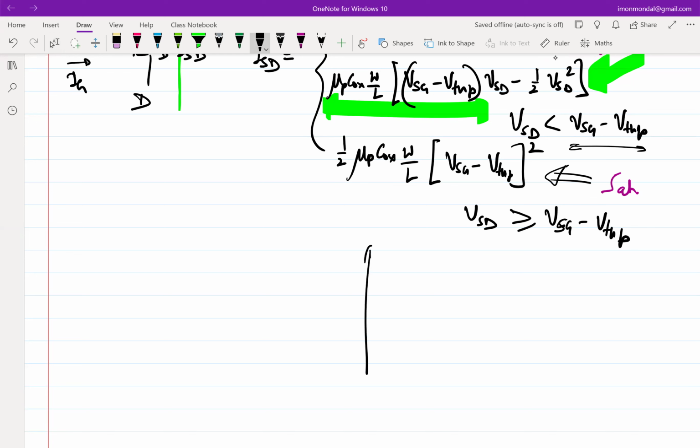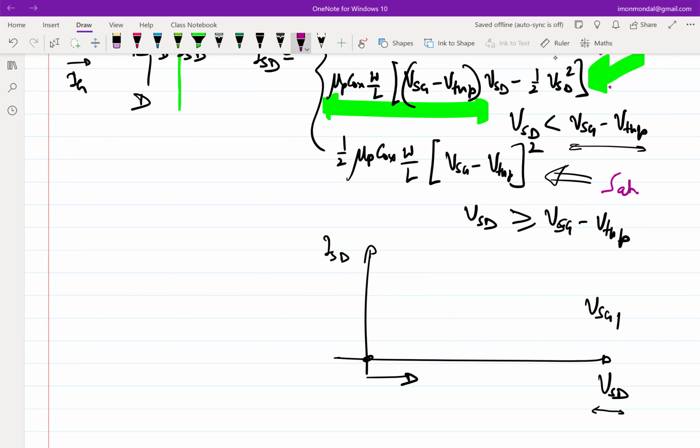what did we see? We did this in the last class, so I'll go slightly quicker. If I plot this, for VSG as a parameter, VSG equal to VSG1, I am essentially starting from VSD equal to 0 and going to higher values of VSD. So I am starting off with plotting this equation and then migrating to this equation as and when I breach that limit.